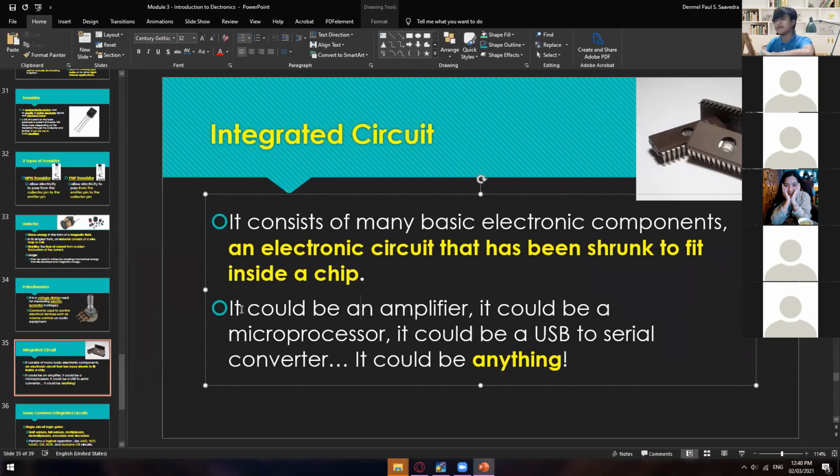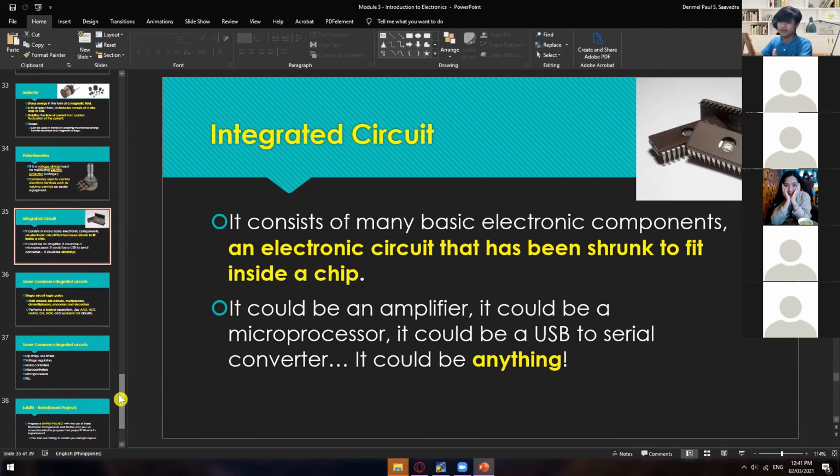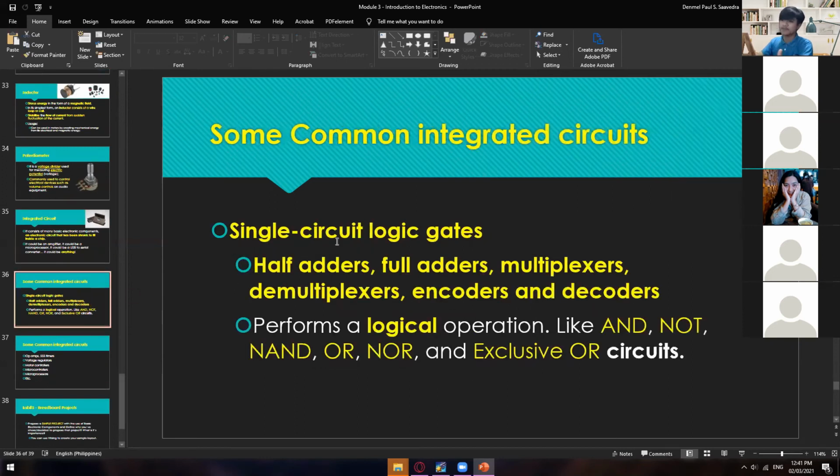And then we have a lot of other components that you can search on the internet, but these are the basics. If you want to learn more about basic components, then you can search more on the internet, especially if you are going to create a complicated project. And then here are some common integrated circuits.